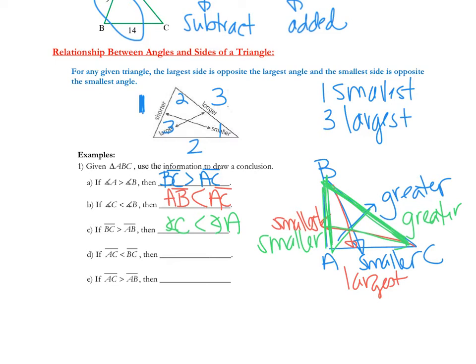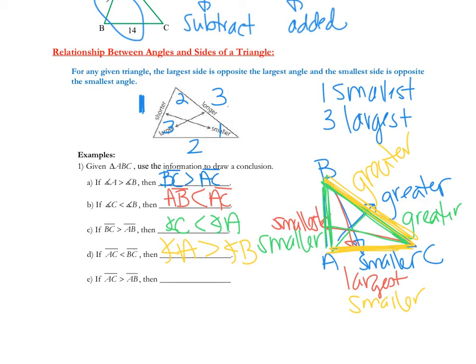Okay. All right, let's keep going. So if AC is less than, so smaller, BC is greater, then that means angle A because that's going to be across from the largest side, is going to be greater than angle B. And you also could have written angle B is less than angle A, and that would have been true as well.